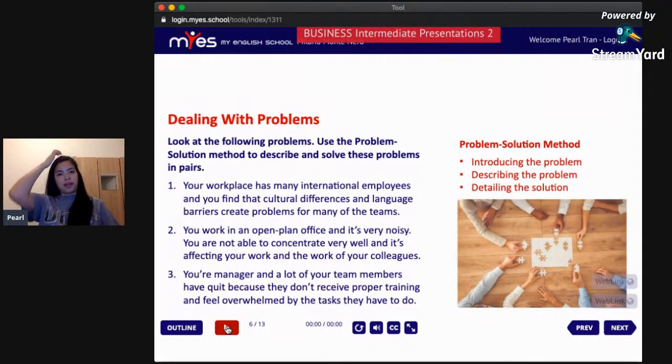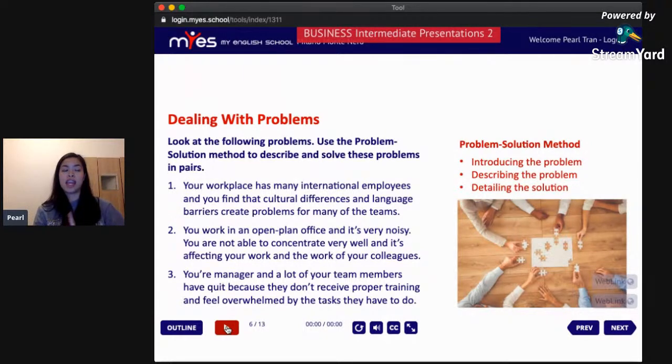Dealing with problems. So below are 3 scenarios of potential problems you can encounter in the workplace, and we're going to use the problem solution method to describe and solve these problems. So number 1, your workplace has many international employees, and you find that cultural differences and language barriers create problems for many of the teams.